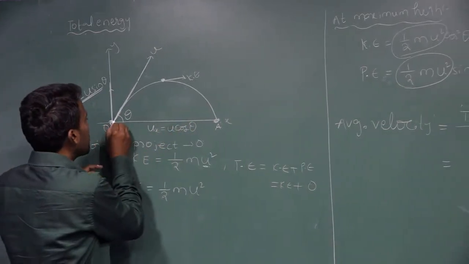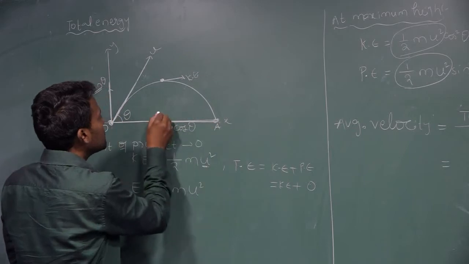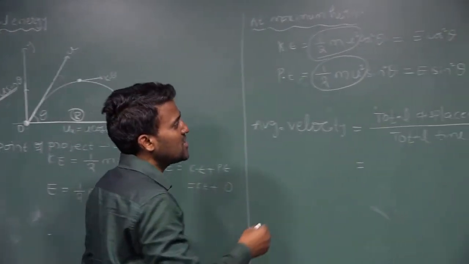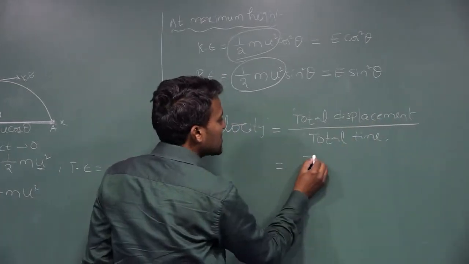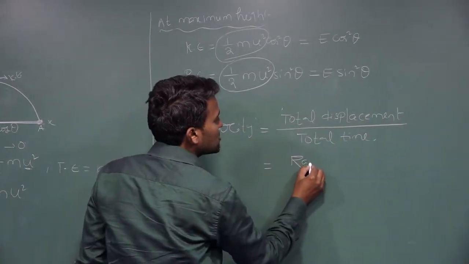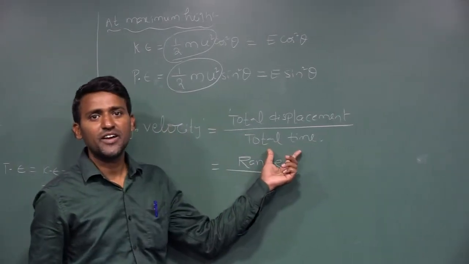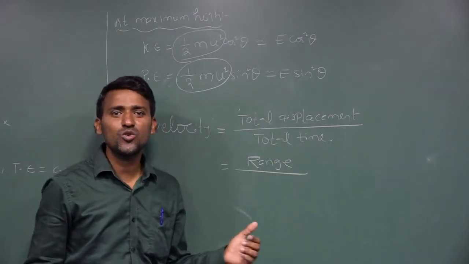So this is what we are calling the displacement. This is nothing but the range. So I am writing, total displacement is the range, divided by total time. What is the total time?